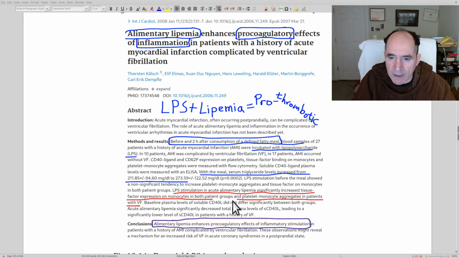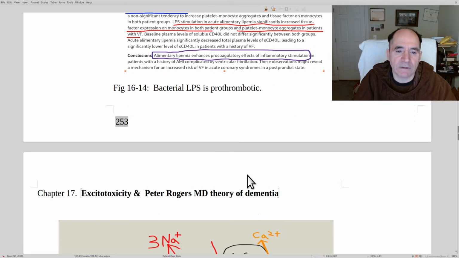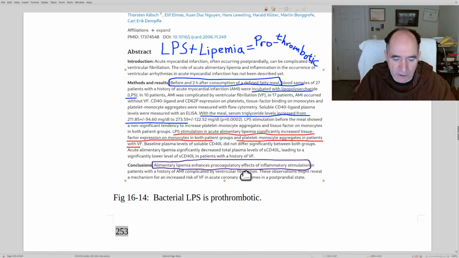And platelet monocyte aggregates in patients with VF, ventricular fibrillation. Alimentary lipemia enhances procoagulatory effects of inflammatory stimulation. Yeah, what they're basically saying is dietary fat is bad, like I've said a million times. Okay, so anyways, that's it for this chapter, chapter 16.